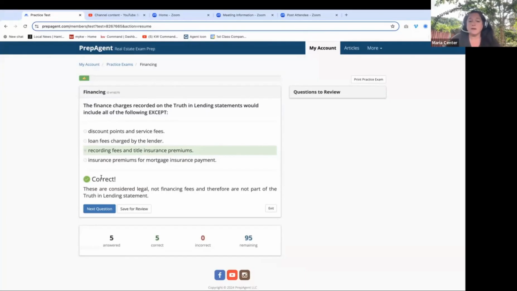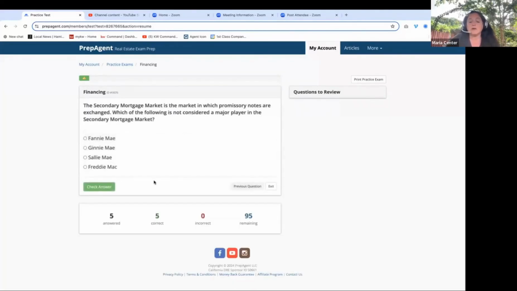Those things are different than the actual things that show up on the truth in lending statements, which is focused on just the loan. All right, next question. The secondary mortgage market is the market in which promissory notes are exchanged. Which of the following is not considered a major player in the secondary mortgage market?